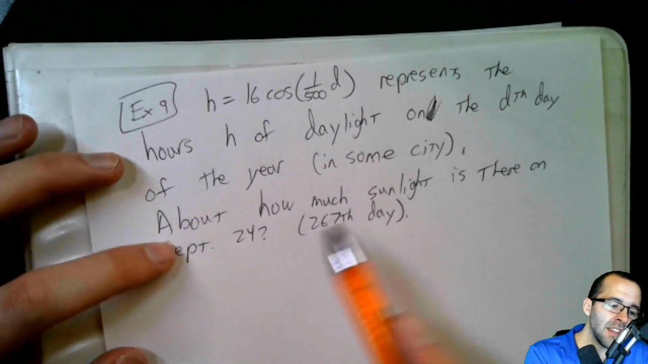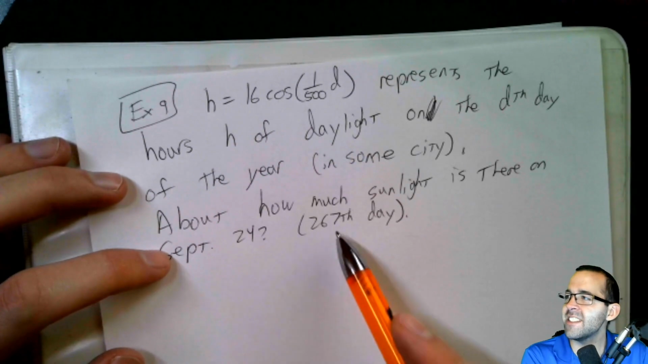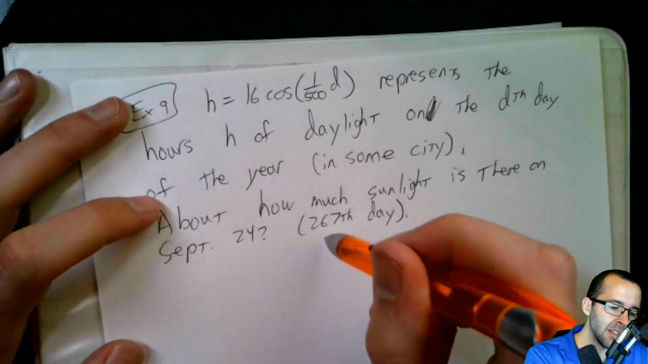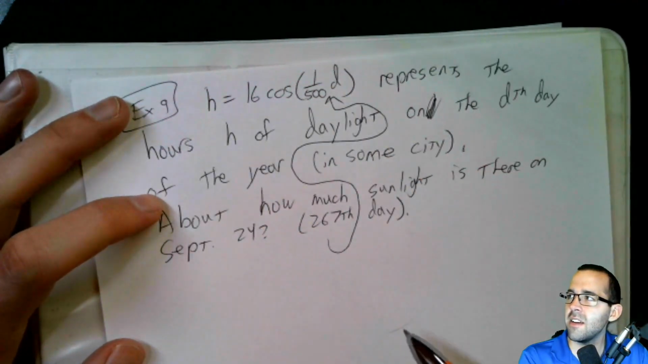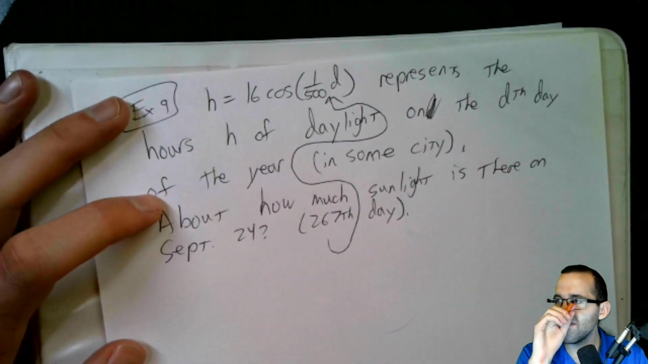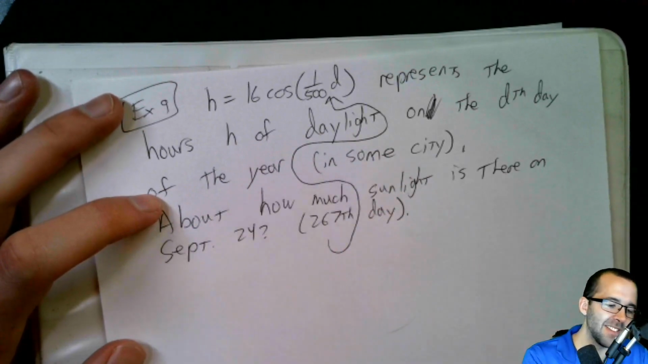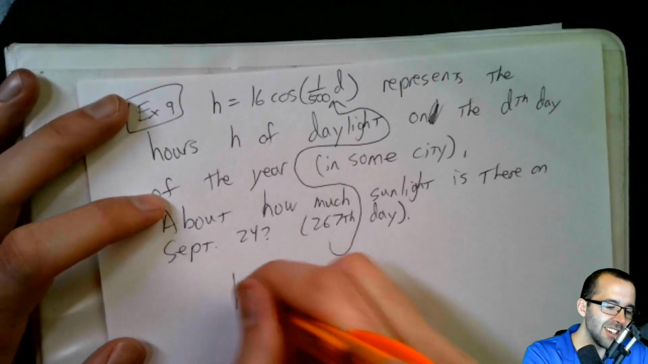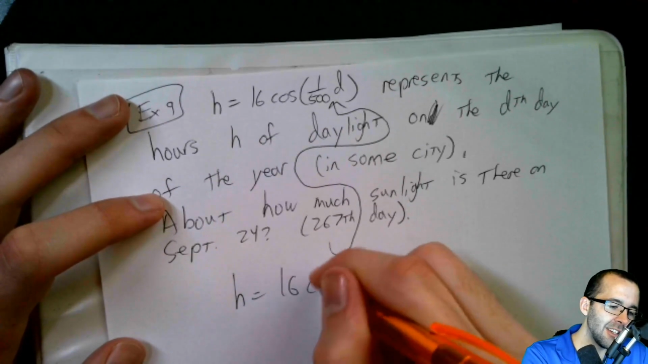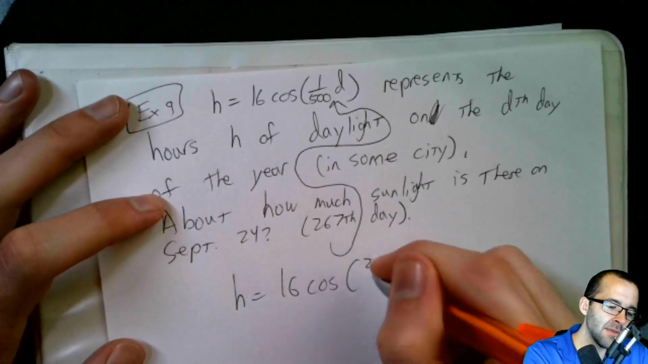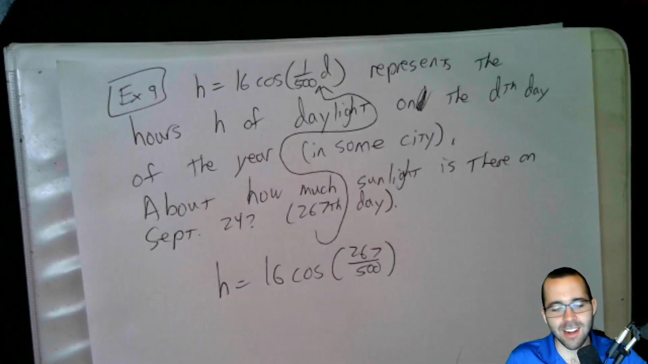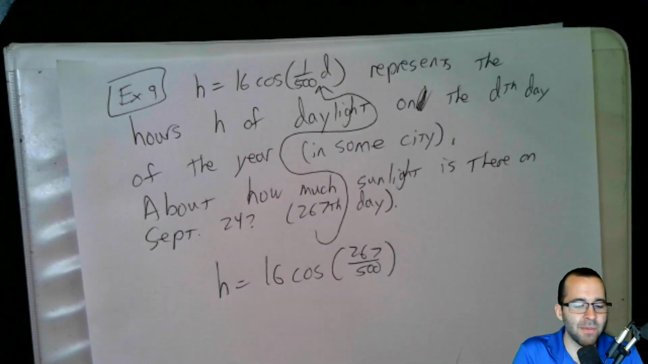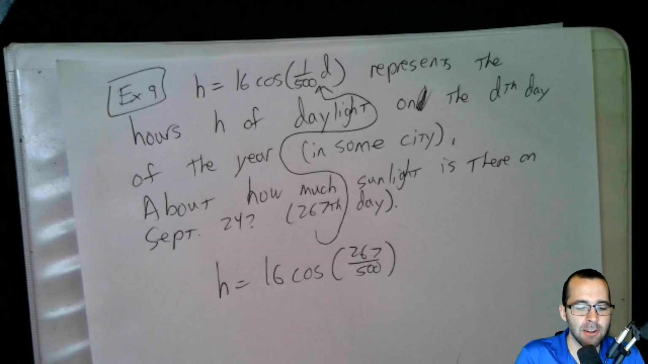So on September 24th, that is the 267th day. So we just take that 267 and plug it right into d. That's all it is. Just plug it in. We get 16 times the cosine of 267 over 500. And now don't go drawing triangles right now. You're not going to be able to figure that out on your own. You're going to have to use a calculator.